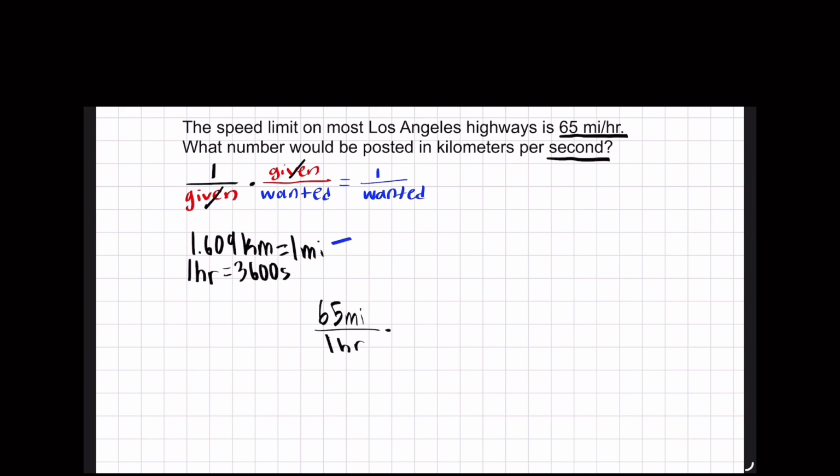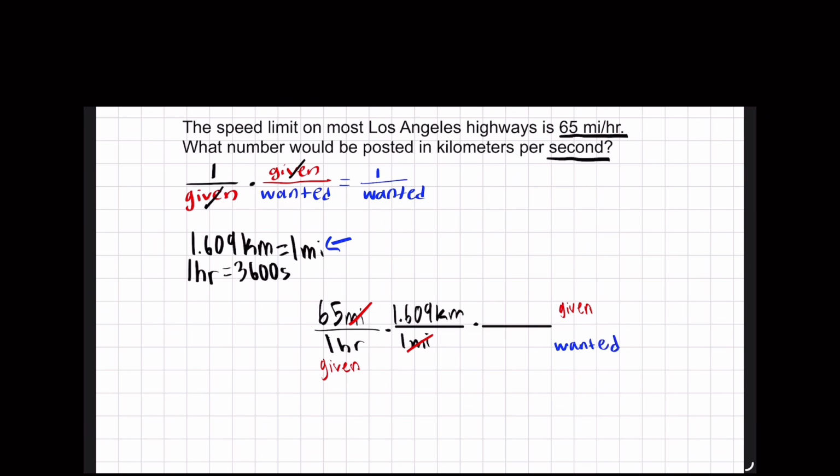And we know here in our conversion that 1.609 kilometers is equal to 1 mile. Now here we can use our new formula because the miles cancel out and we're left with kilometers per hour, but we want kilometers per second. So we know that this is our given. Now what do we place in the numerator here? Instead of placing the wanted, we also place the given. And we place the wanted in the denominator to get 1 over wanted.